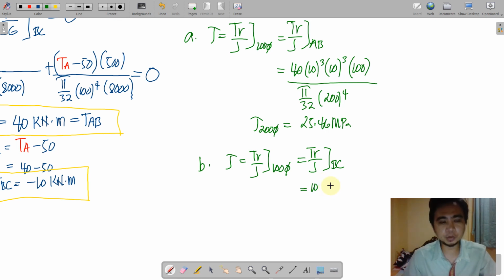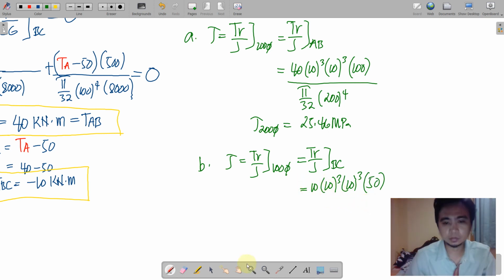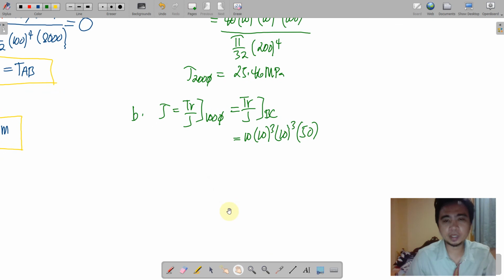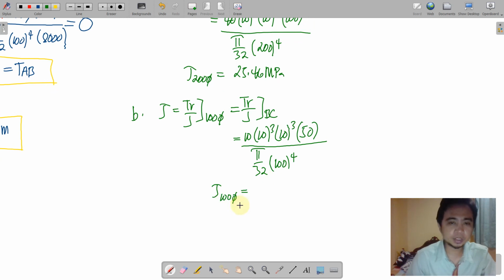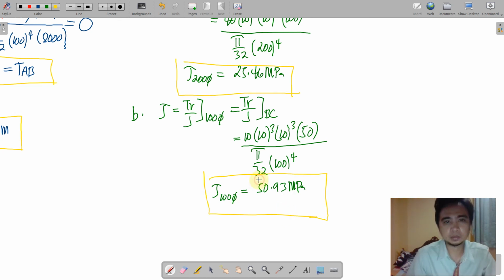So for the 100 mm diameter, it is actually the shear stress along that of BC. We again substitute, that is 10 multiplied by 2 sets of 1000 to make it Newton and millimeter. And then the radius is 50. So we divide this by pi over 32 times 100 raised to 4. So therefore, the shear stress at 100 mm diameter section is 50.93 megapascals. So by this, we have solved for the shear stress per segment of the shaft.